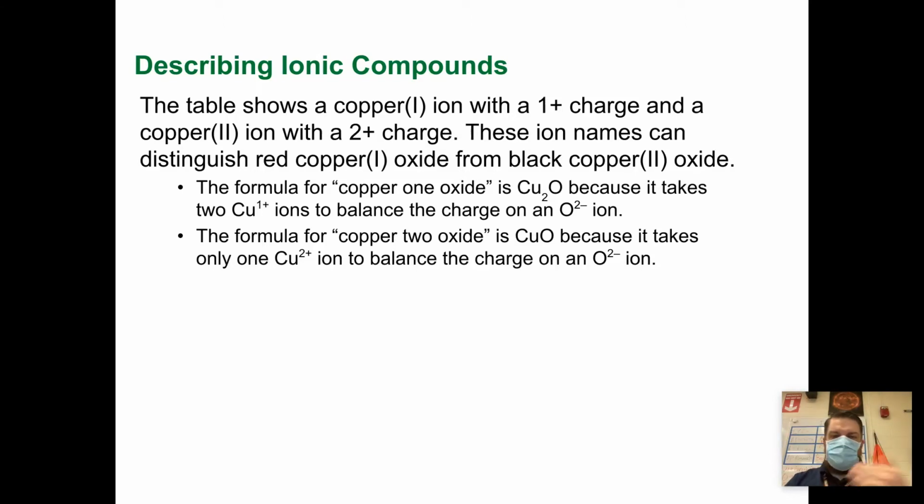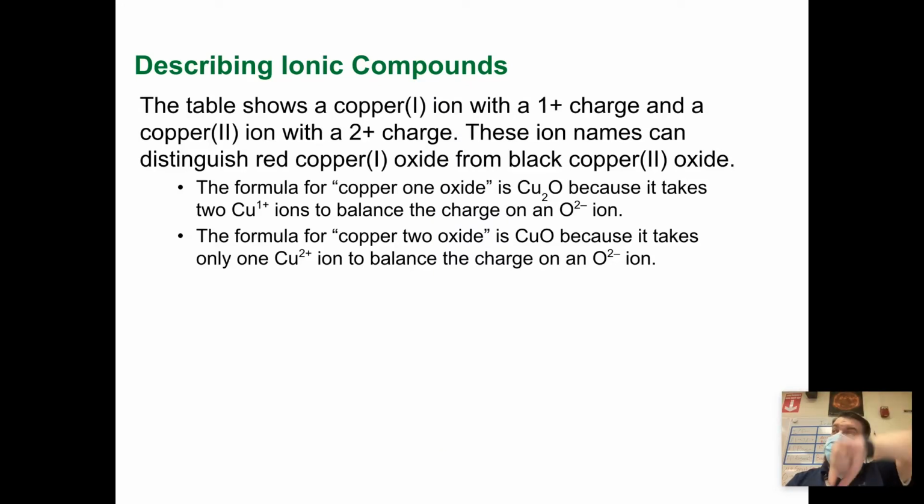So the formula for copper(I) oxide is Cu2O, all right? What that means is 2 atoms of copper to 1 atom of oxygen, because it takes 2 of the +1 ions to balance the charge of oxygen's -2 ion. Then the formula of copper(II) oxide is just CuO, because it takes only 1 of those.